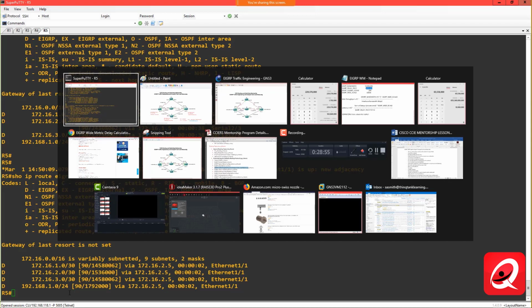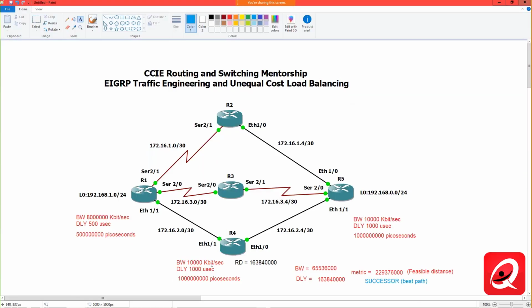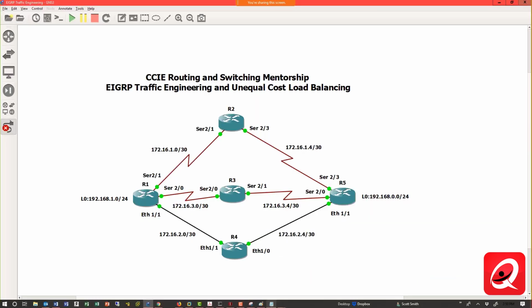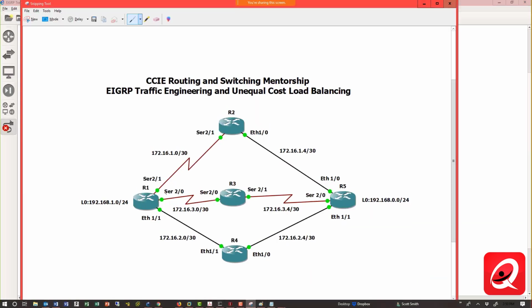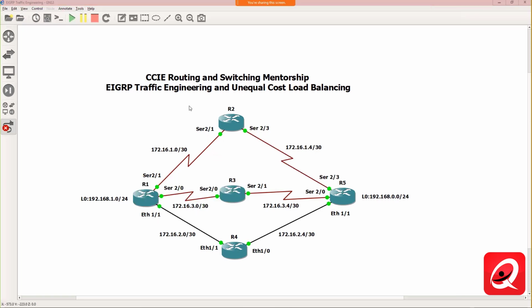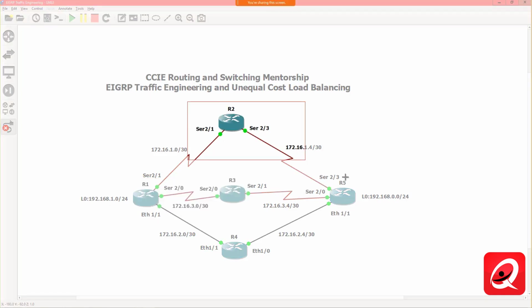Let me grab, since our topology changed a little bit, let me just see if I can do this. It should work. If I just grab this part of the topology, I should be able to just paste that in.